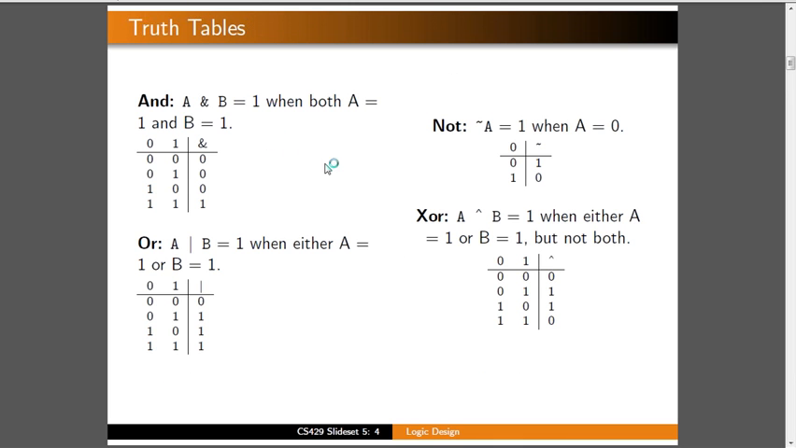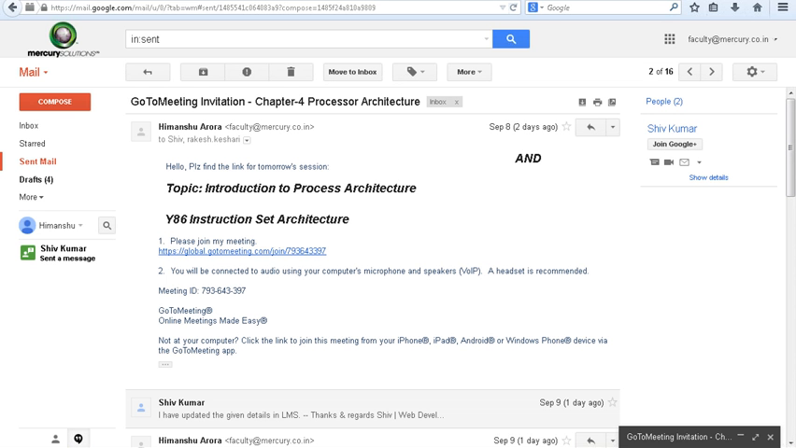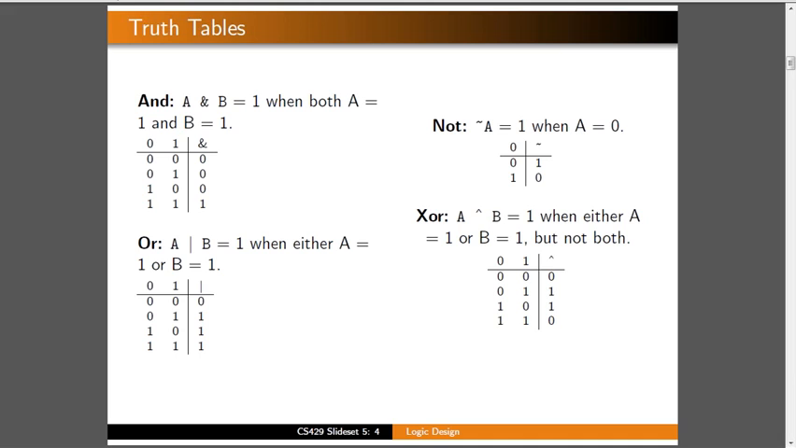This is the truth table for the AND operation. What is a truth table? A combination of zeros and ones is known as a truth table. So this is the truth table for AND, which is represented by the AND operation, that is A and B.